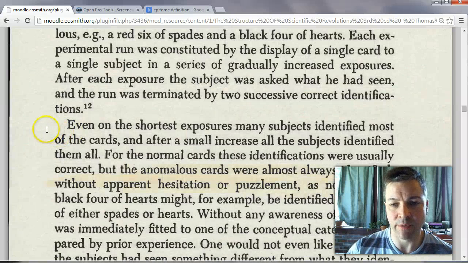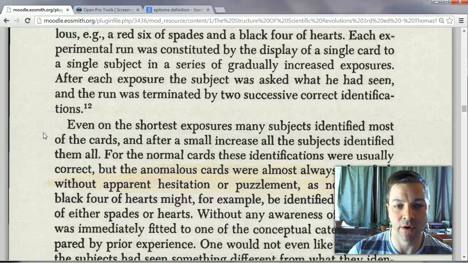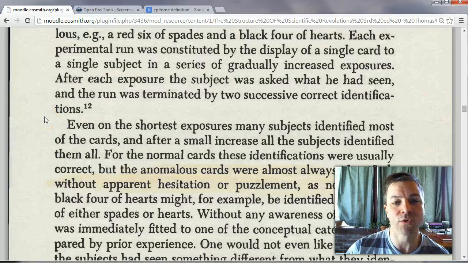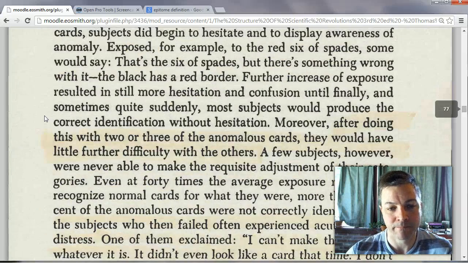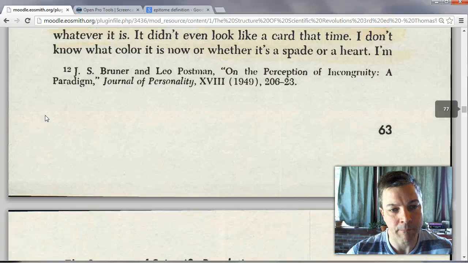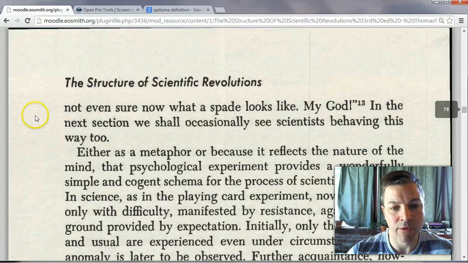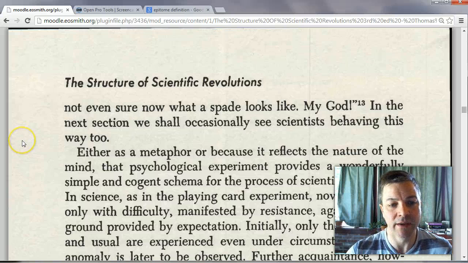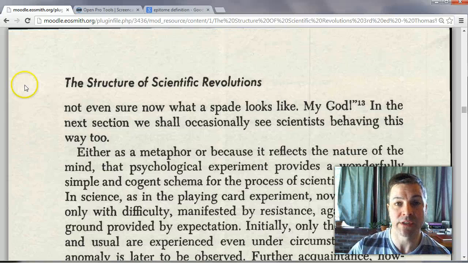Even on the shortest exposures, many subjects identified most of the cards, and after a small increase, all the subjects identified them all. Okay, he's talking about cards here, so this is a little weird, and this is a really cool psychological experiment that he's describing here. Either as a metaphor or because it reflects the nature of the mind, that psychological experiment provides a wonderfully simple and cogent schema for the process of scientific discovery. Okay, this playing card experiment that he's describing is a model for what's happening in science.